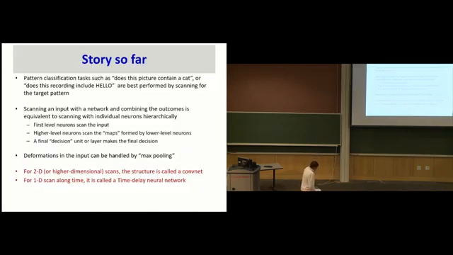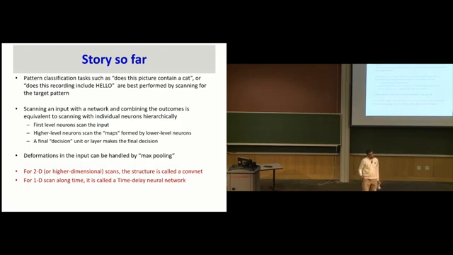So the story we've seen so far is that pattern classification tasks, like does this picture contain a cat, or does this recording include the word hello, are best performed by scanning for the target pattern. And scanning an input with a network and combining the outcomes is equivalent to scanning with the neurons individually and then working on the scanned outputs of the neurons. We saw that deformations in the input can be handled by max pooling, which, as we'll see today, there are other ways of doing.